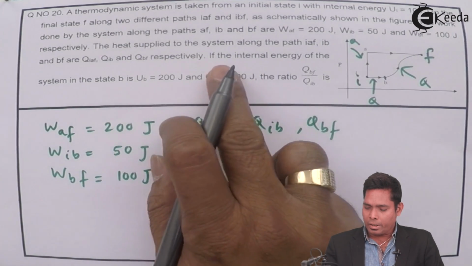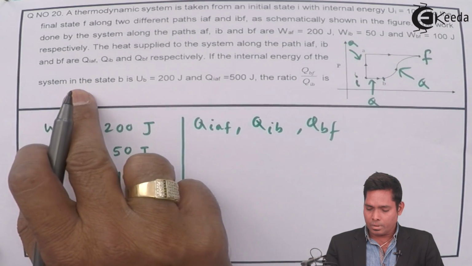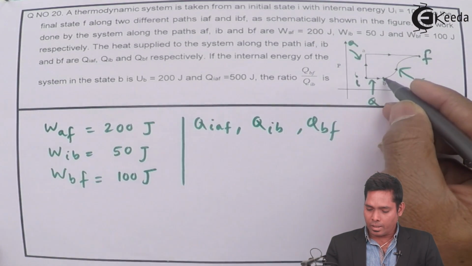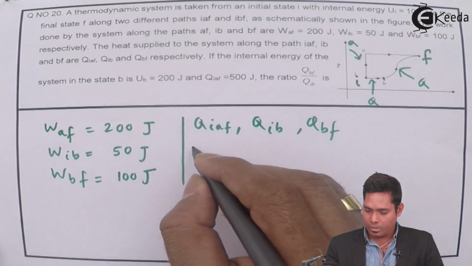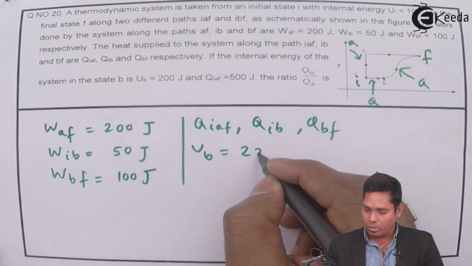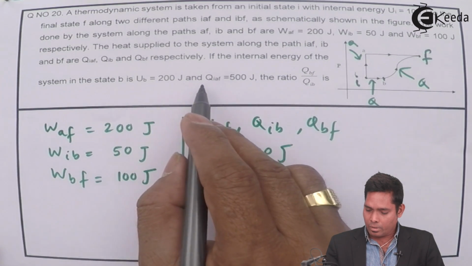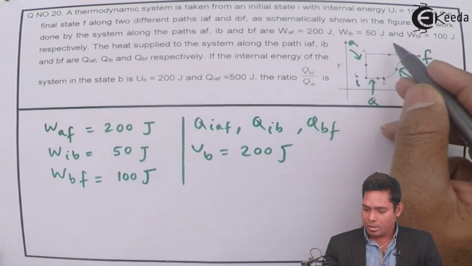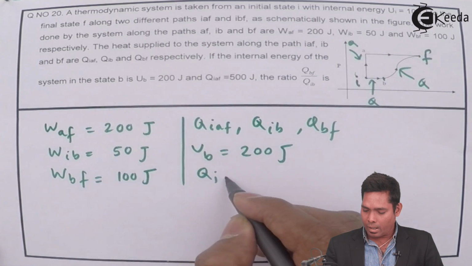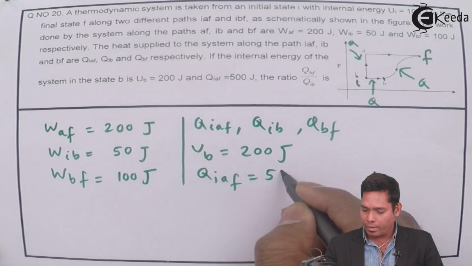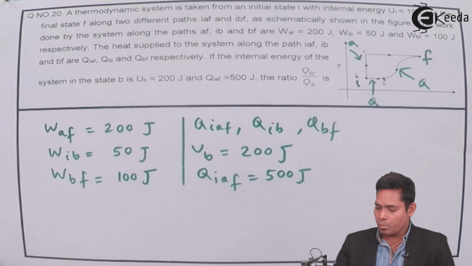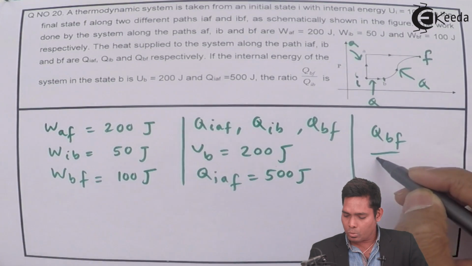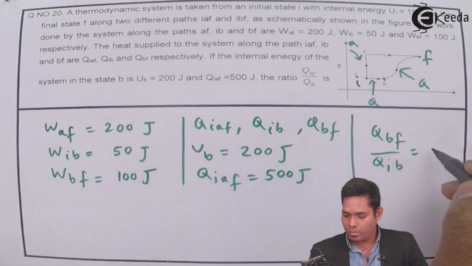Now, if the internal energy of the system in the state B is UB, given as 200 joule, and QIAF, the heat supplied in this process, is 500 joule, then we have to find the ratio of QBF upon QIB. This is what we have to find.